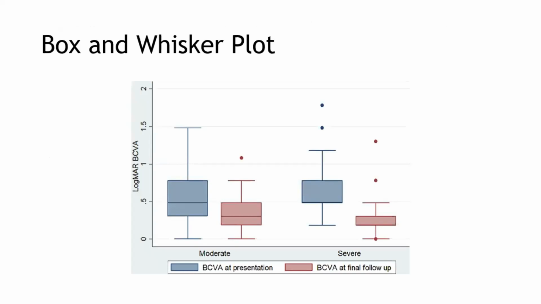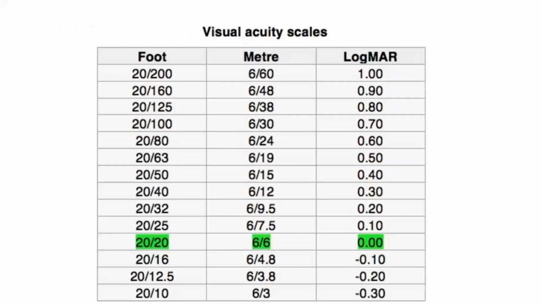Now, this is called the box and whisker plot. It will show you how much the visual acuity has improved. So before we go on to the details of this, we first will understand what is logMAR. Generally, visual acuity is measured in Snellens in meters. Okay, that's what we normally do in India. So 6/6 is normal vision.